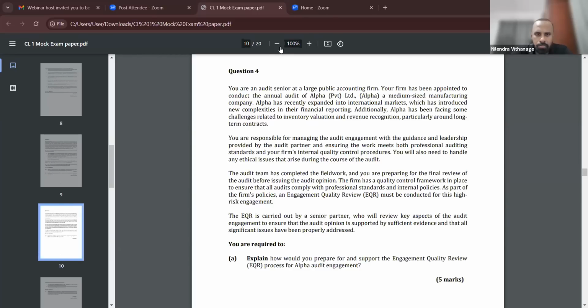So let's write down. The examiner is asking: explain how would you prepare for and support the engagement quality review process for Alpha audit engagement. How do you carry out this quality review for Alpha? You are an audit senior at a large public accounting firm. Your firm has been appointed to conduct the annual audit of Alpha Private Limited.